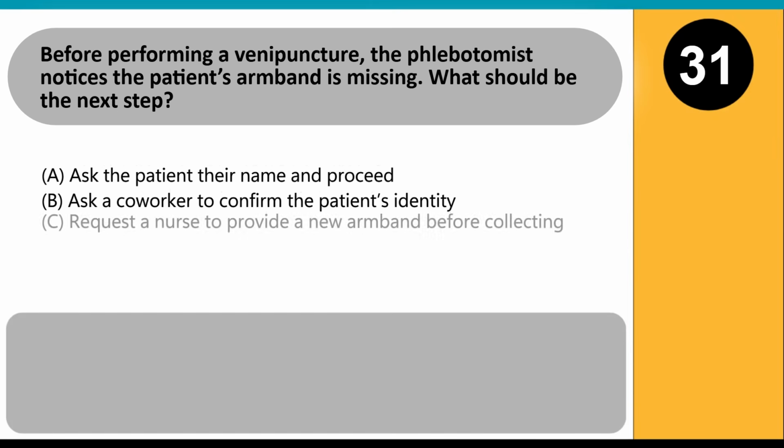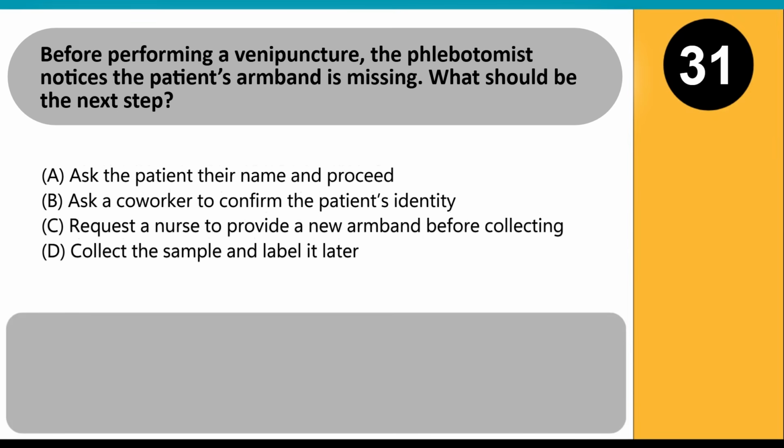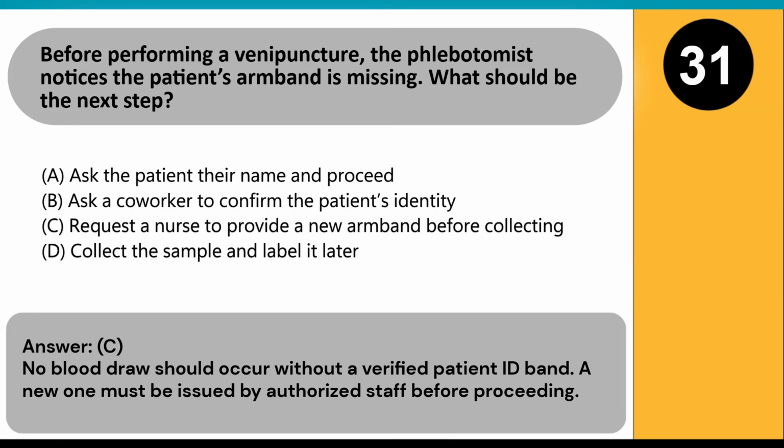Before performing a venipuncture, the phlebotomist notices the patient's armband is missing. What should be the next step? A. Ask the patient their name and proceed. B. Ask a coworker to confirm the patient's identity. C. Request a nurse to provide a new armband before collecting. D. Collect the sample and label it later. Answer C. No blood draw should occur without a verified patient ID band. A new one must be issued by authorized staff before proceeding.